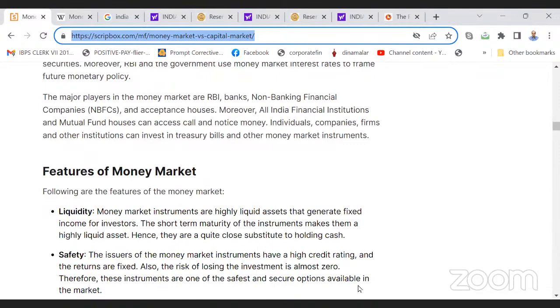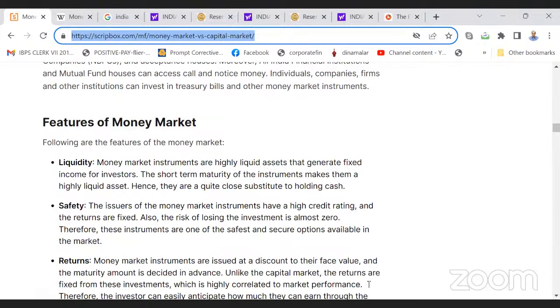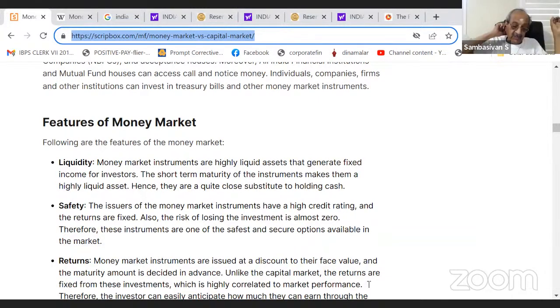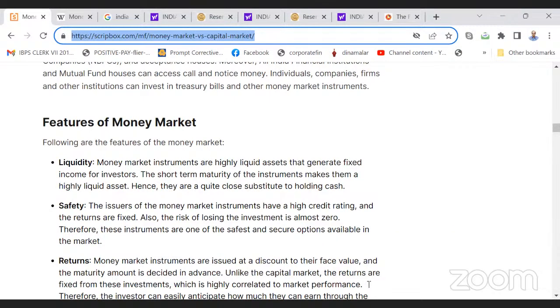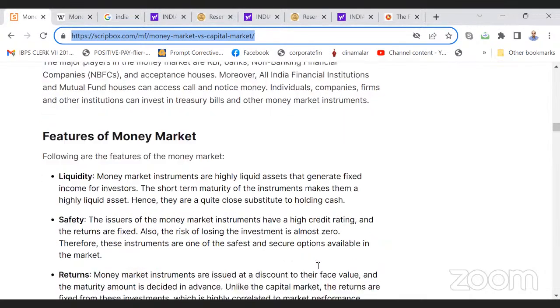Features of money market. Following are the features of the money market. Liquidity. Money market instruments are highly liquid assets that generate fixed income for investors. The short-term maturity of the instruments makes them a highly liquid asset. Hence, they are quite close substitutes to holding cash. Safety. The issuers of the money market instruments have a high credit rating and the returns are fixed. Also, the risk of losing the investment is almost zero. Therefore, these instruments are one of the safest and most secure options available in the market.